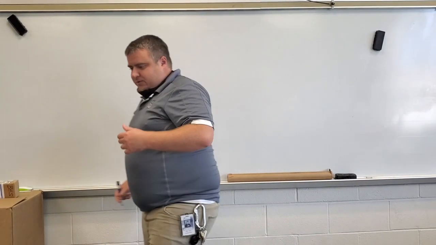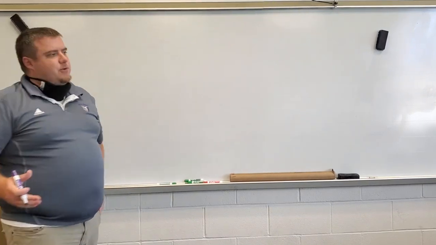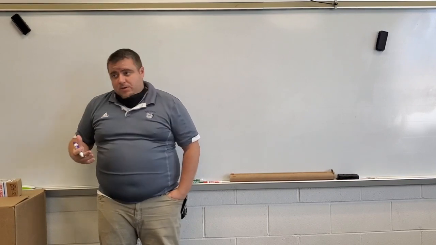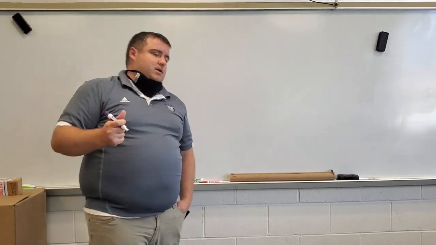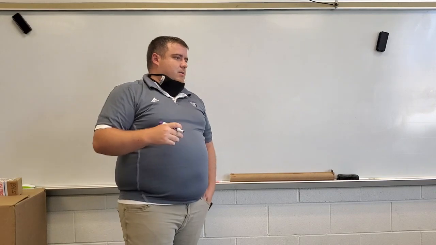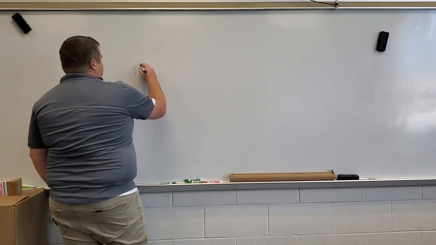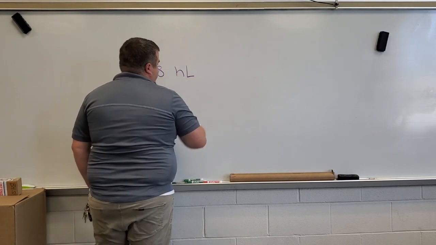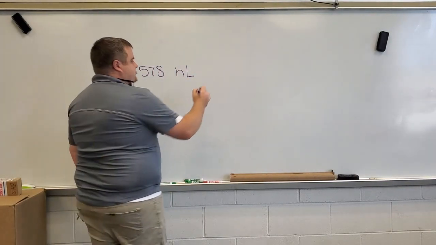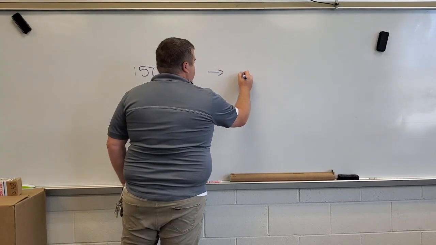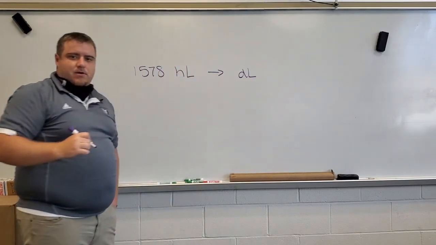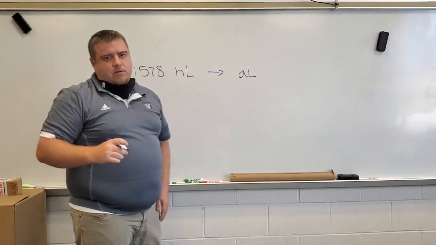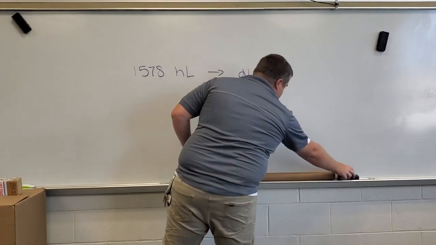Now, the two examples I have chosen so far have been relatively simple, just going from centimeters to meters. But what if it's a more complicated example? So something like wanting to go from 1,578 hectoliters to, let's say, deciliters. All right, hectoliters, 100 liters, deciliters, 1/10 of a liter. So it's a slightly more complicated conversion.